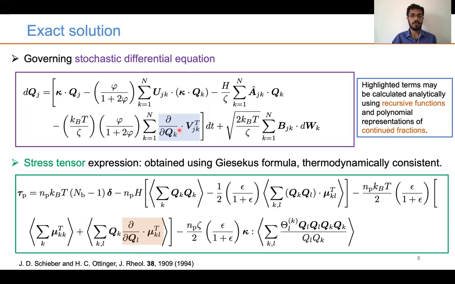Using Giesekus's formula, we are also able to derive a stress tensor expression for the system. And we do this based on the recommendation given by Schieber and Öttinger, who have observed that this choice results in a thermodynamically consistent stress tensor expression. As an aside, the highlighted terms indicated in both these equations may also be evaluated analytically by using recursive function representations of continued fractions.